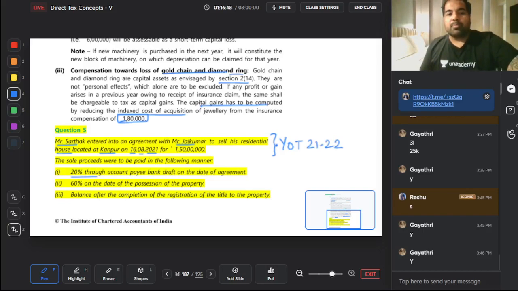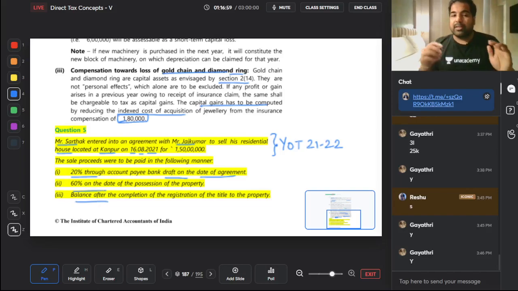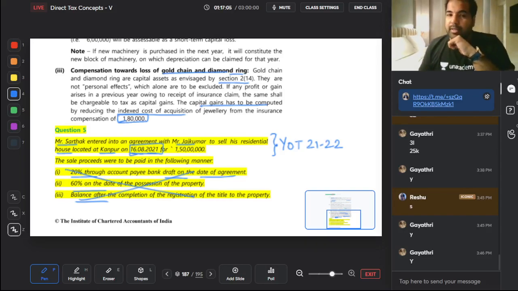20% of the amount was paid by a bank draft on the date of agreement. 60% were paid on possession and balance after that. This is only to confuse you. Don't worry. If the transfer has happened this year, then this is the year you will do capital gains. Anyways, you know the sale price is 1 crore 50 lakhs. Let's move ahead.